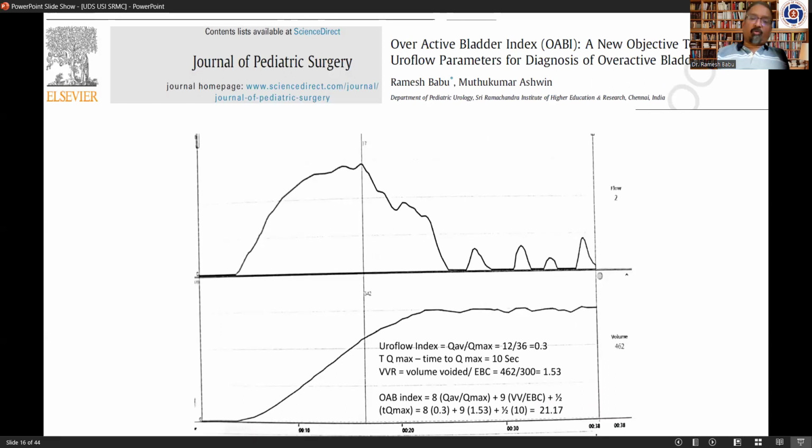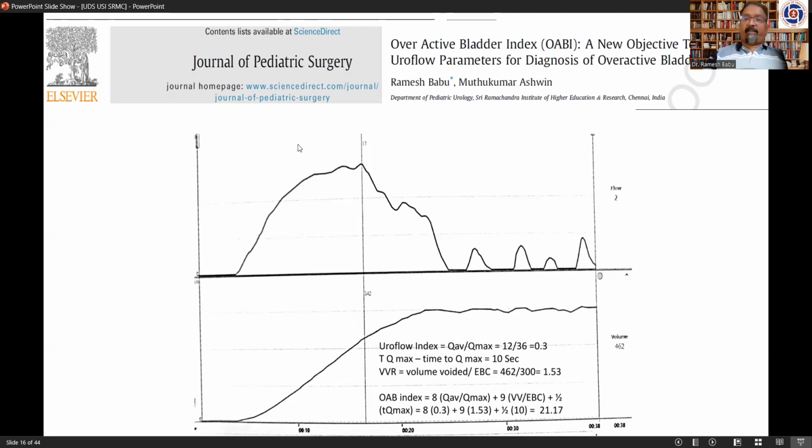Now, to quantify what is overactive bladder, we currently go by the high tower-shaped curve. But this curve itself can be because of multiple reasons. It doesn't have to be just because of an overactive bladder. It can be because of a deferred voiding. If a child is holding 500 ml of urine, then you can still have a tower-shaped curve. But in an overactive bladder, the child cannot hold, so the volume is usually low.